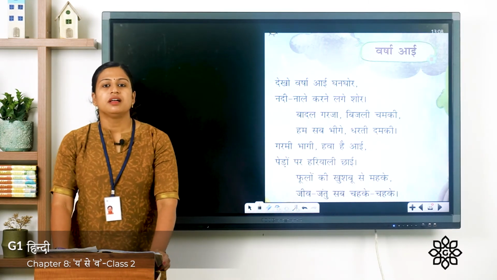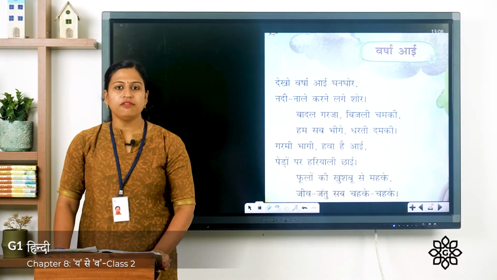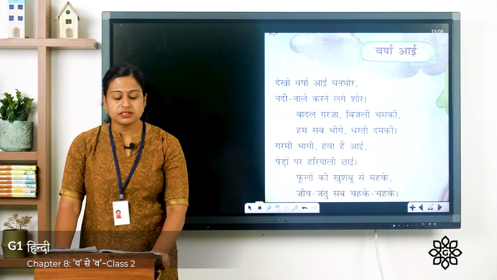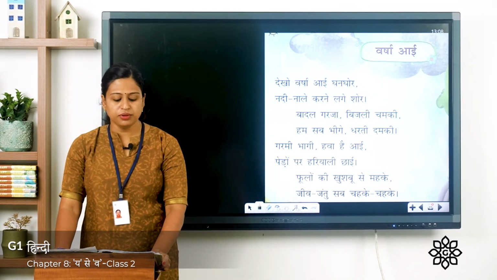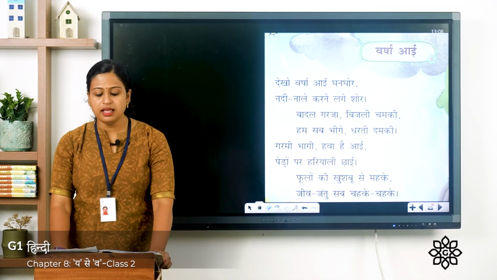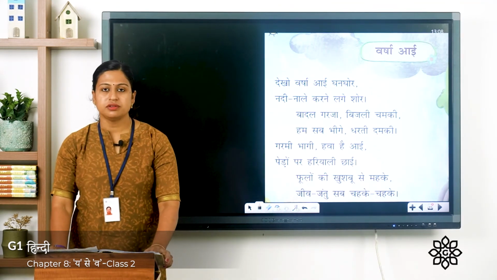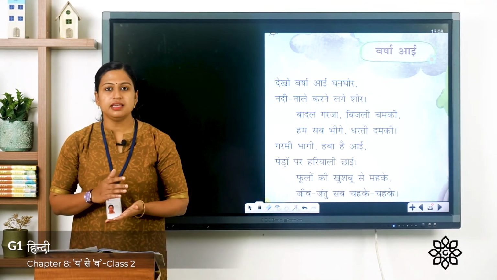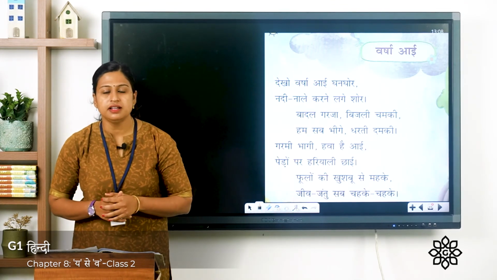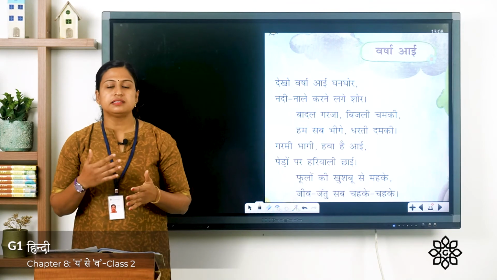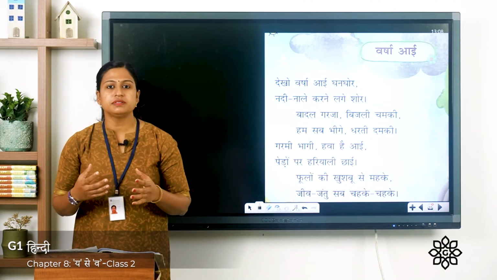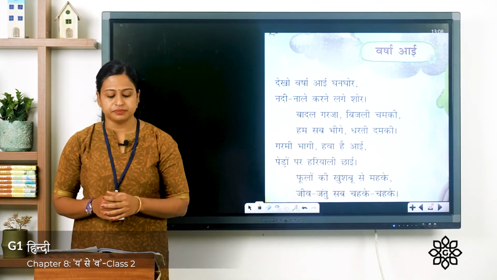So now we'll understand the meaning of each and every line. So the first two lines, देखो वर्षा आई घनघोर, नदी नाले करने लगे शोर. So the poet is saying, see, the heavy rain has started, and because of this heavy rain, all the rivers, lakes, ponds, streams are filled up with water.